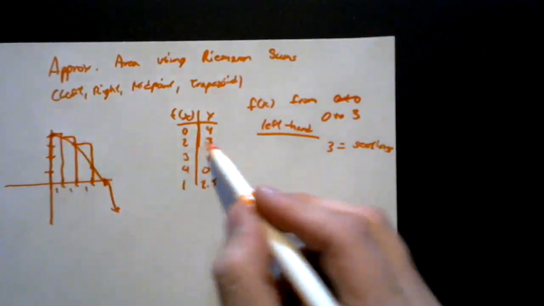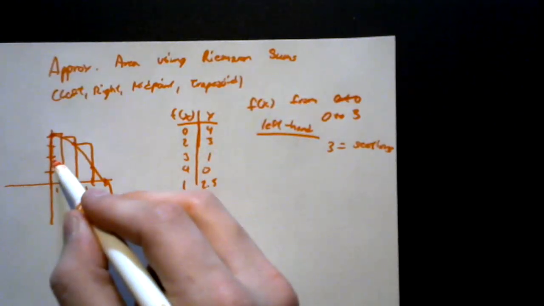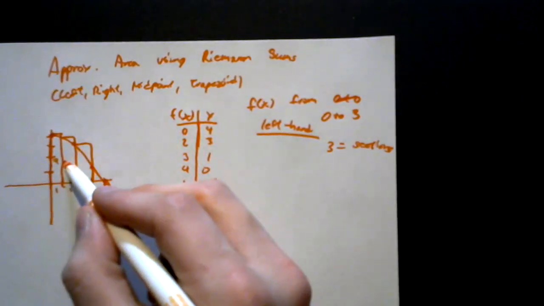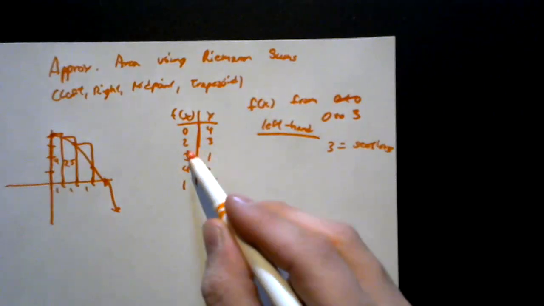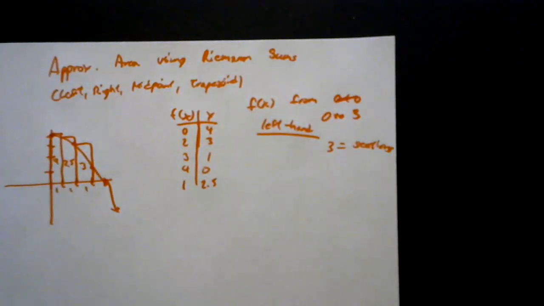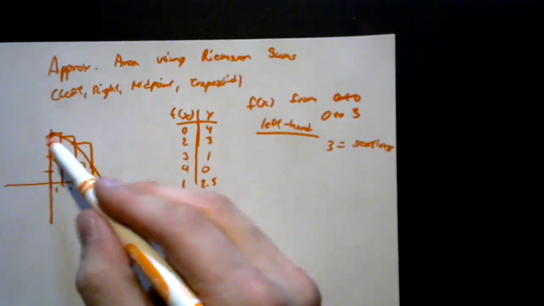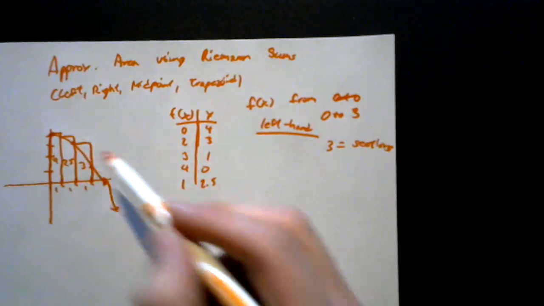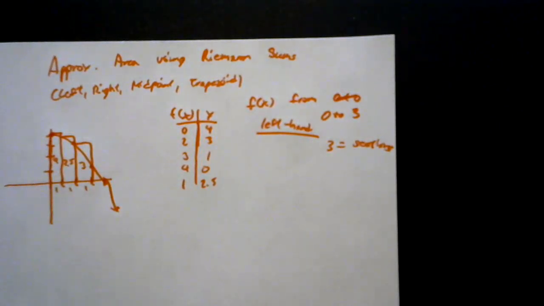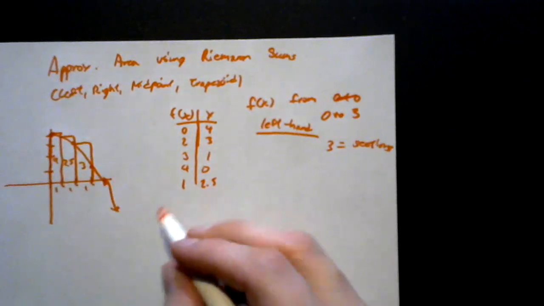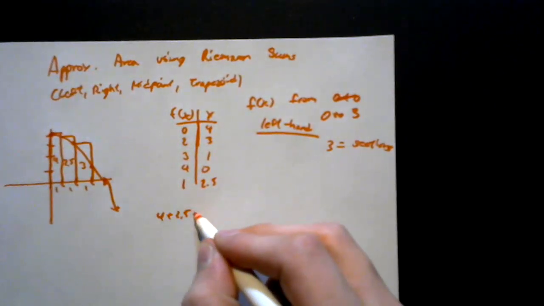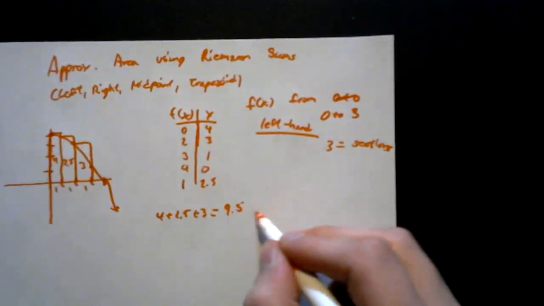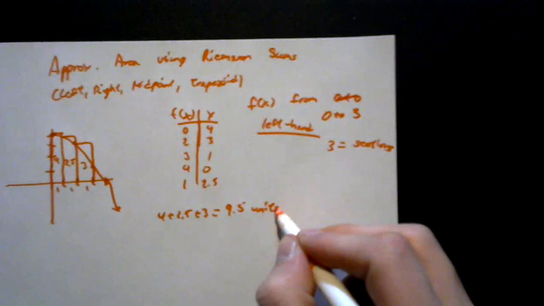But since it's based off the point 0, all you have to do is 0 times 4. So this would be 4. This would be 2.5 for 1, and 2 would be 3. Of course, it's going to be an over approximating the area, because you can see where the rectangle is outside of the graph. So all we have to do is just add these together. 4 plus 2.5 plus 3 equals 9.5 units squared.